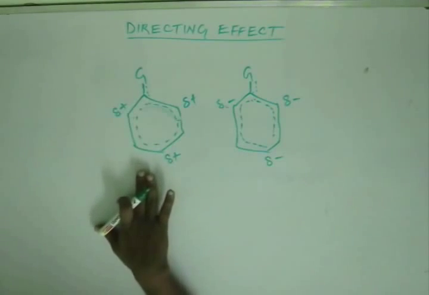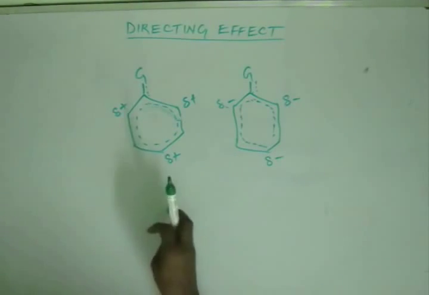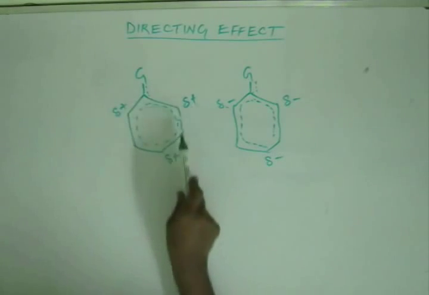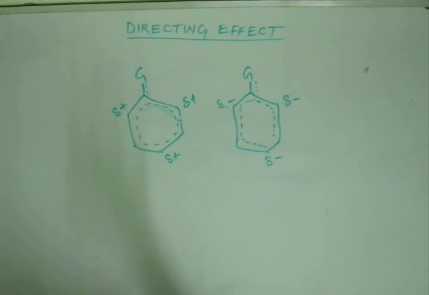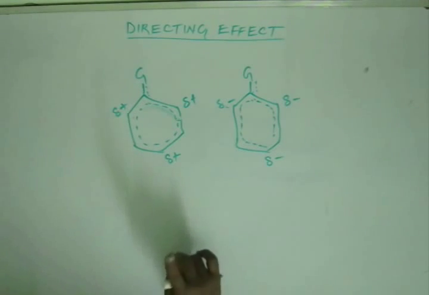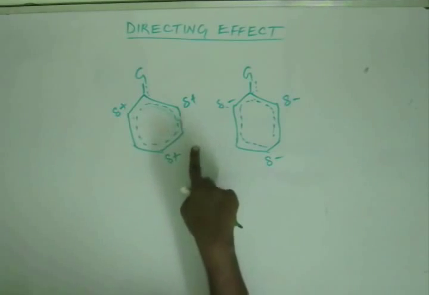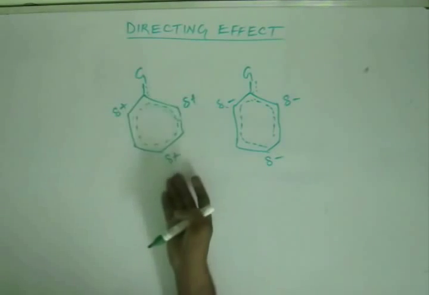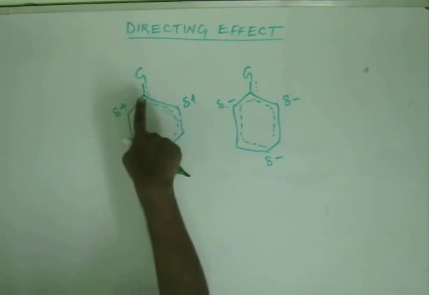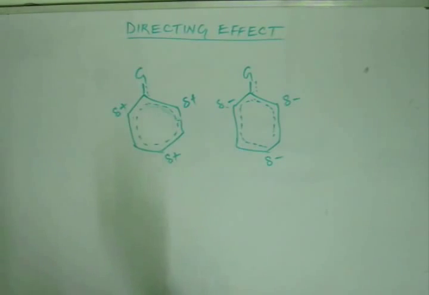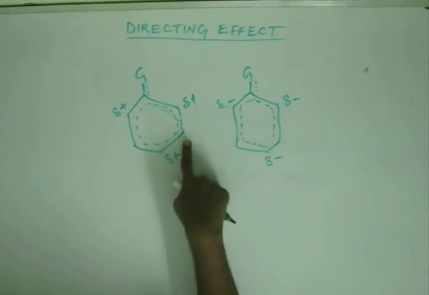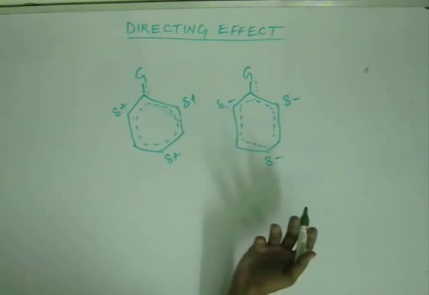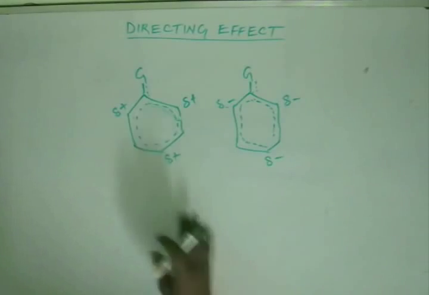Now suppose this group is electron withdrawing. Then there will be some developed positive charge at the ortho-para positions, and if a new electrophile has to come, electrophile meaning electron loving, it will go to the site which has the highest electronic density. That is the meta position, because meta is neutral while ortho and para are electron deficient. So this group will be meta directing, meaning it will direct a new incoming electrophile to the meta position. The electrophile will automatically go there without any direction, but still we say that's the directing effect of group G.